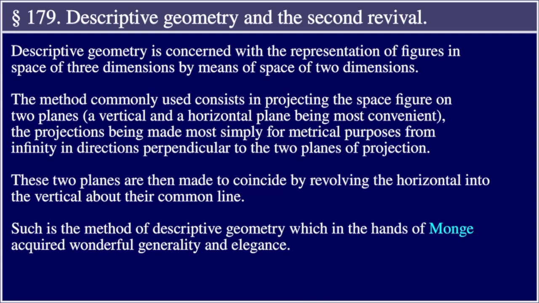Descriptive geometry is concerned with the representation of figures in space of 3 dimensions by means of space of 2 dimensions. The method commonly used consists of projecting the space figure on 2 planes, a vertical and horizontal plane being most convenient. The projections being made, almost simply for metrical purposes, from infinity in direction perpendicular to the 2 planes of projection. These 2 planes are then made to coincide by revolving the horizontal into the vertical about their common line. Such is the method of descriptive geometry, which, in the hands of Monge, acquired wonderful generality and elegance.